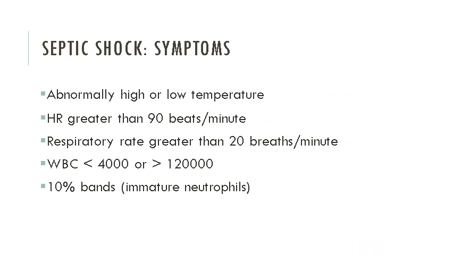Symptoms of someone in septic shock: abnormally high or low temperature, heart rate greater than 90 beats per minute, respiratory rate greater than 20 breaths per minute, white cell count less than 4,000 or greater than 12,000, that should say. And realize that with those low white blood cell counts, typically we'll see that in somebody that's immunocompromised because they just can't get those white cell count numbers up. 10% of bands, immature neutrophils. These clients are going to develop a systemic inflammatory response syndrome. And that's going to be diagnosed if 2 or more of these symptoms are present.